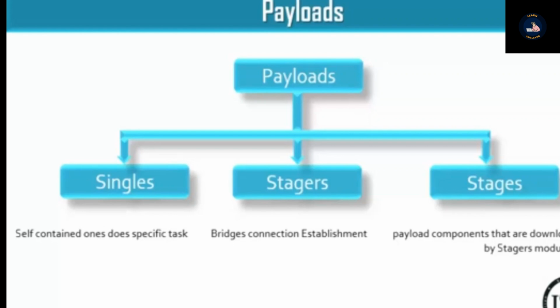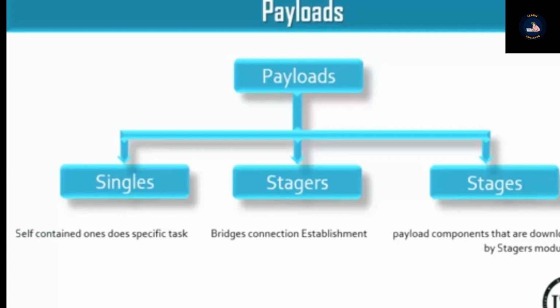Coming to the singles. Single payloads are often called standalone payloads. Single payloads can perform a few kinds of tasks. The best example is creating a remote user. There is a payload called Windows Add User, which basically adds a remote user on the target machine. And coming to the second one, stager. A stager payload establishes a network connection between the attacker and the victim machine.